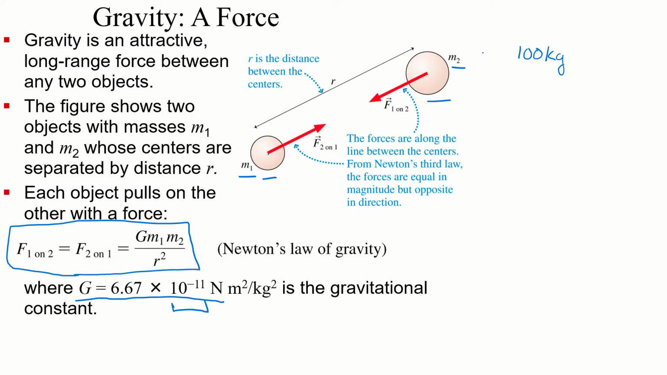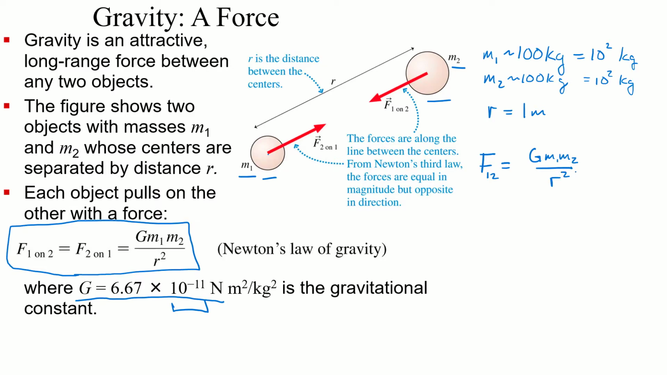So let's say we have mass one around 100 kilograms, and mass two, we'll say the same thing, 100 kilograms, which is equal to 10 to the 2 kilograms. And let's say we're in the same room, about a meter apart. So we're 1 meter apart. This would mean the magnitude of the force of gravity between those two objects, you and another person in the room, is going to be G m1 times m2 over r squared.